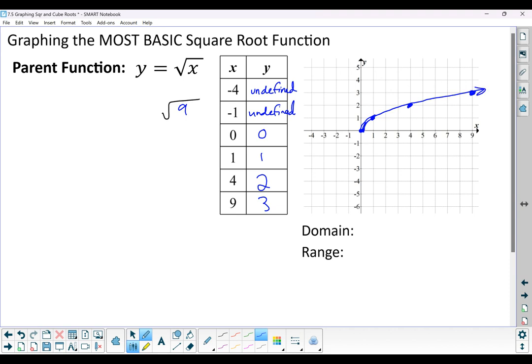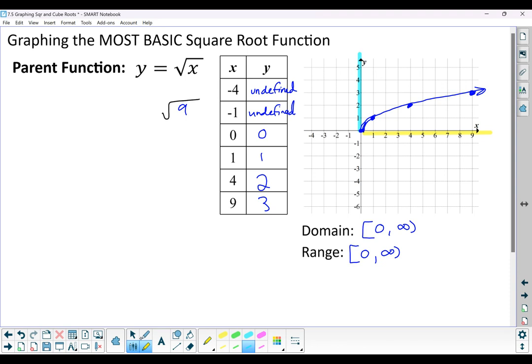The domain of this function, if we're thinking about this function from left to right, the domain is from 0 to infinity. The range of this function is also from 0 to infinity. For the domain, the 0 to infinity that we're thinking about is this one. For range, the 0 to infinity that we're thinking about is this one. So this function only exists in that first quadrant.